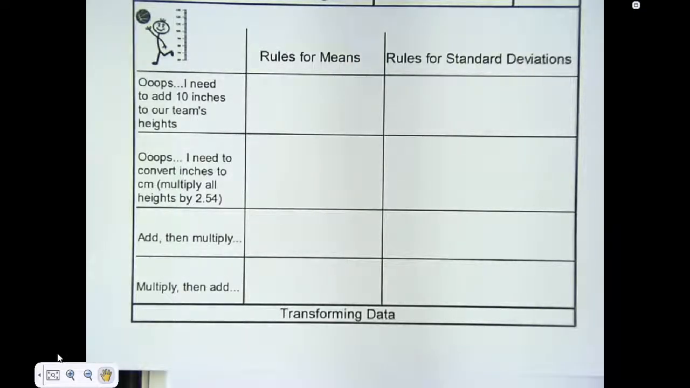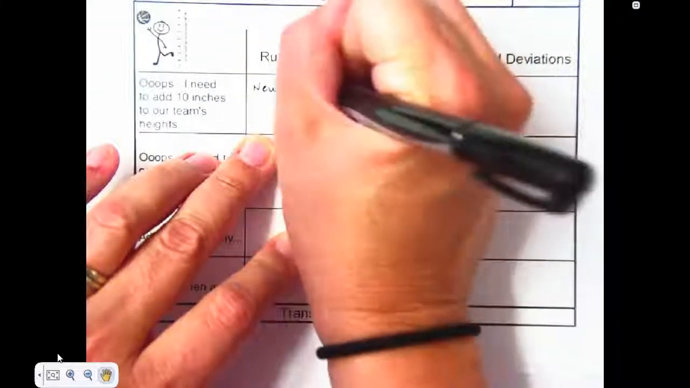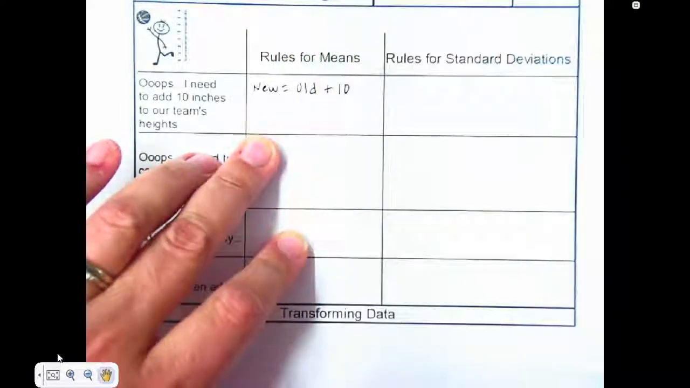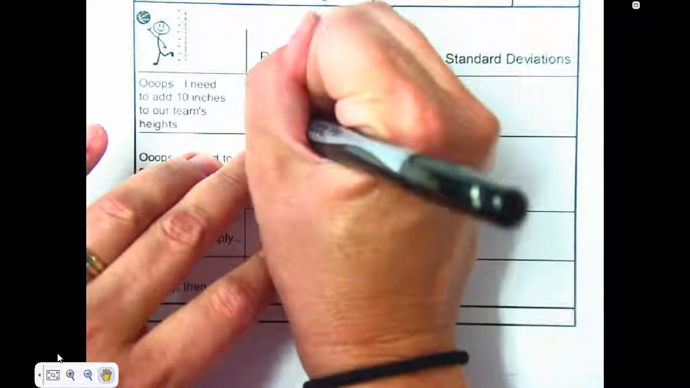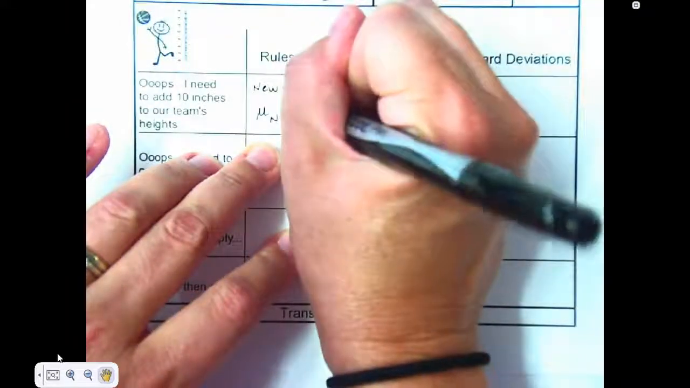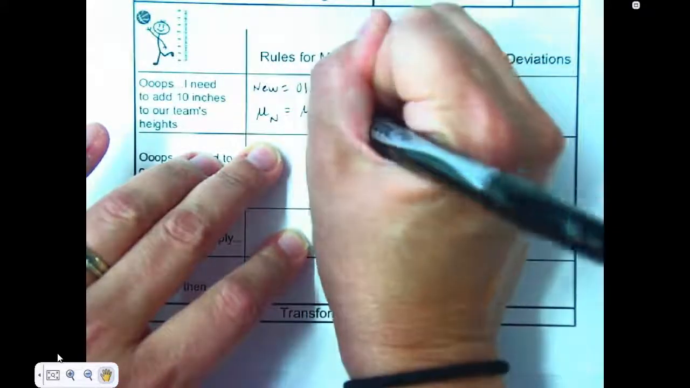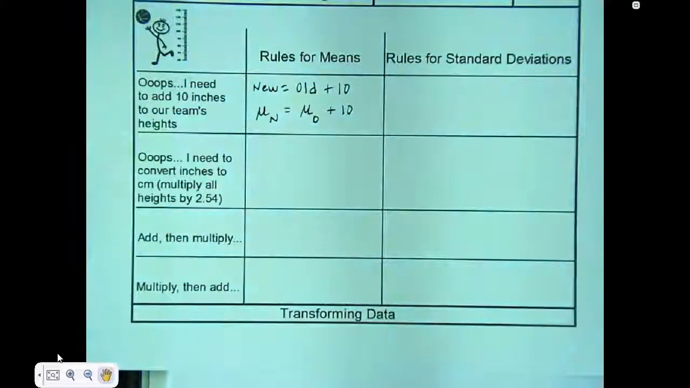Well, if I added 10 inches to each one, the new mean would just equal the old plus 10. You could also use some subscripts. This means population mean, new, take the old mean, plus 10. Everything would shift, so the mean would shift as well.